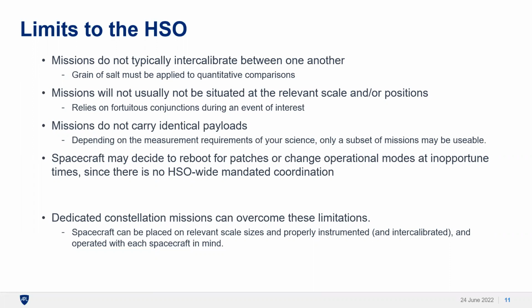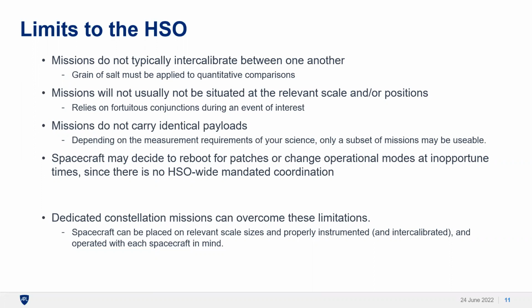caveats. Additionally, missions typically are not going to be situated on the relevant scale you want to look at or the positions you want. And so you really start relying on these fortuitous conjunctions. So if you have a really strong storm and you want to look at how the atmospheric plume evolves and stretches out, there might be no spacecraft there. You don't really know, and none of these orbits really optimize together to get you that coverage.